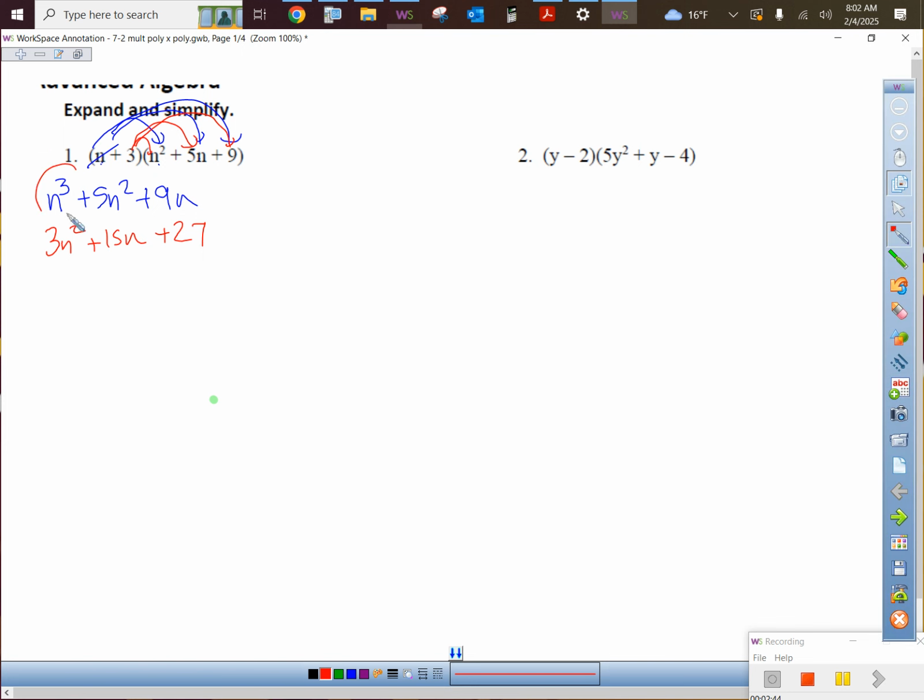N cubes is who we'll start with. There is only the one of them, right? So are we cool that we have n cubed? Some students like to strike that out to realize they've dealt with it also. That's up to you. Then n squareds.